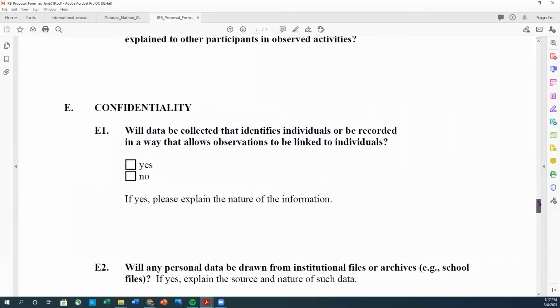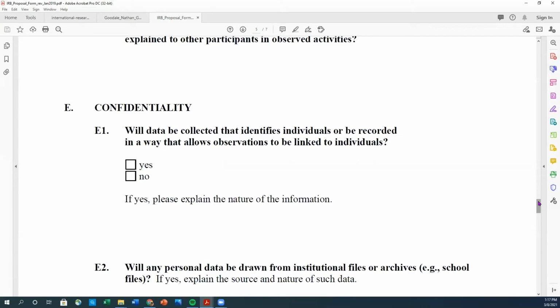Section E is about how you're going to protect the confidentiality of your subjects. E1 is sometimes a problem. Will you collect data in a way that could be linked directly back to your participants? Now, most of the time, the answer to this one is yes. A no answer is only appropriate when you're using Qualtrics or some platform that allows for complete anonymity. That is to say, as a researcher, you have no idea who provided you with this data.